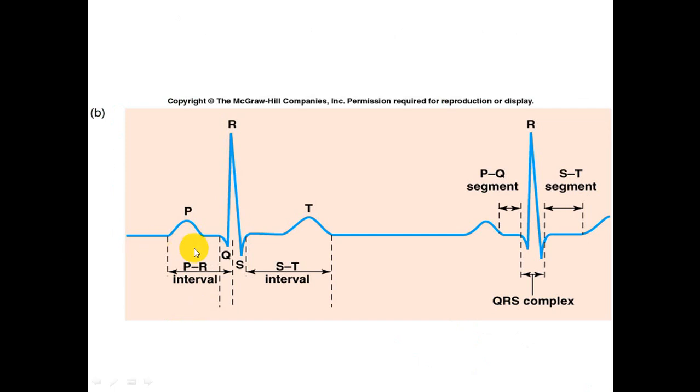Recording waves, intervals, and segments. As we know, the P wave is atrial depolarization, the QRS complex is ventricular depolarization, while the T wave is ventricular repolarization. Atrial repolarization is not recorded because it is hidden by the big wave and is negligible, and the small electrical activity is not recorded on the surface of the body. There is a PR interval, a QT interval, and an ST segment. This is important. We will see it in the future.